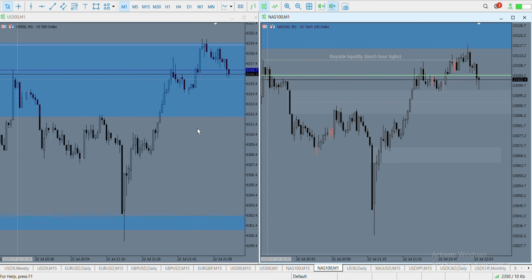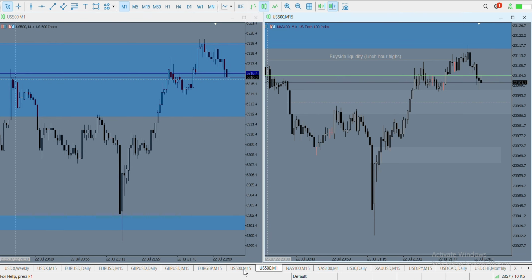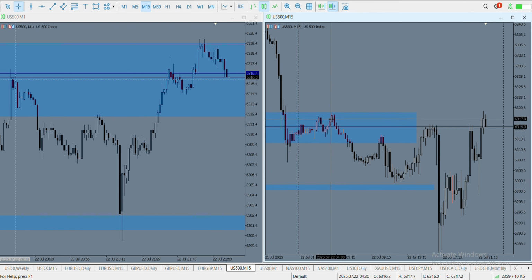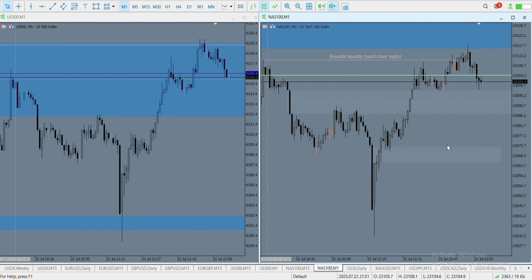I'm expecting US 500 to be a lot weaker because we are trading at a very deep premium. We're trading at a daily high for US 500. If you look at this 15-minute chart, this was the daily high, and we're trading around the daily high. So these are deep premium. If price wants to trade lower, I'll expect US 500 to be a leader in weakness because we've already gone above the current daily high. We formed a new daily high.